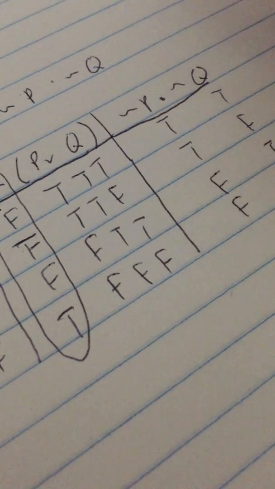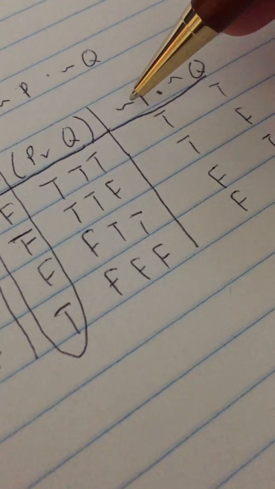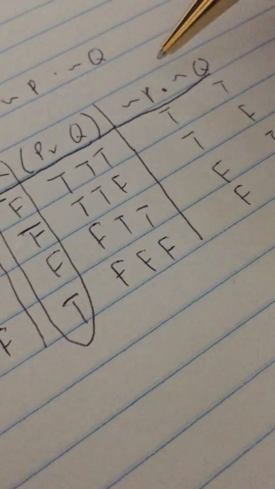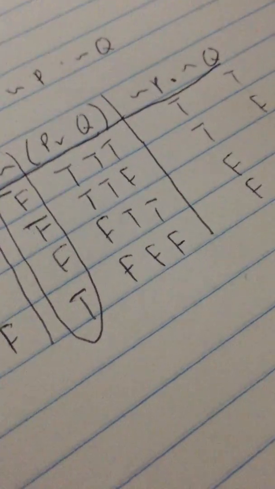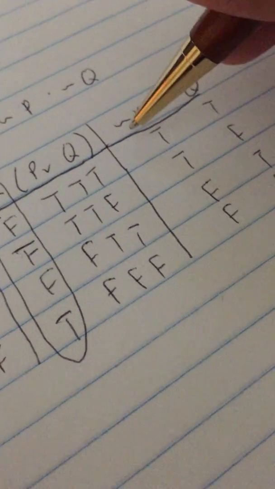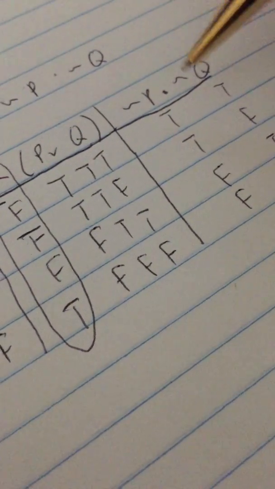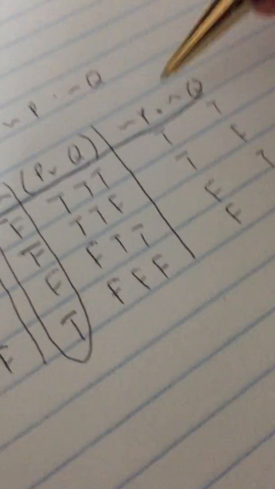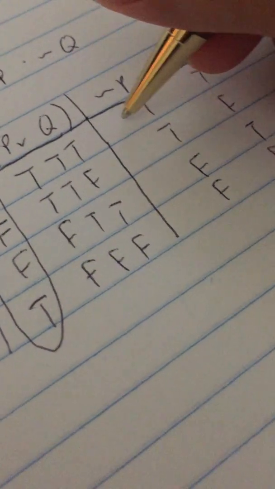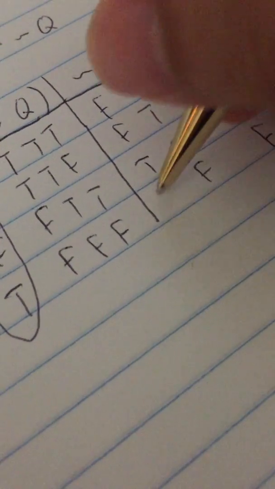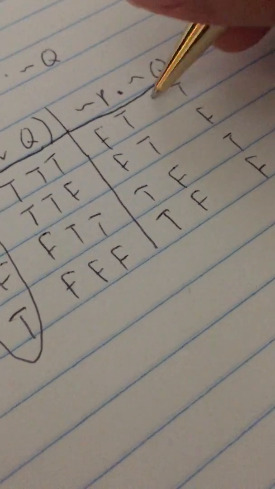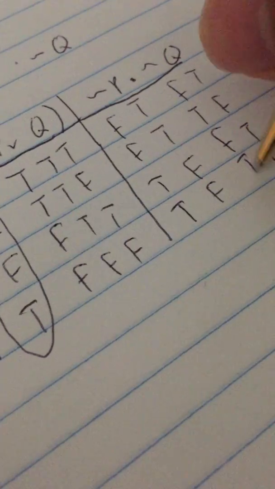Okay, here I have a choice between the tilde, the dot, and the tilde. When you have a choice between tilde and another operator, always start with the tilde. Do I start with the not P or not Q? It actually doesn't matter, but I'll go left to right, so I'll start with not P, and then we'll do not Q, and then we'll do the and. So not P is just the opposite of what you see for P: false, false, true, true. Not Q is just the opposite of what you see for Q: false, true, false, true.